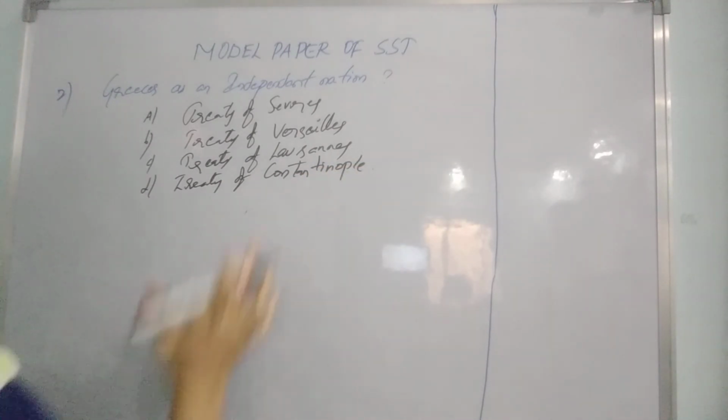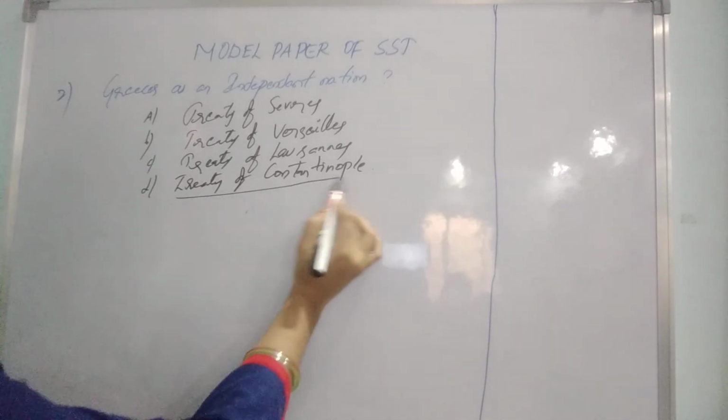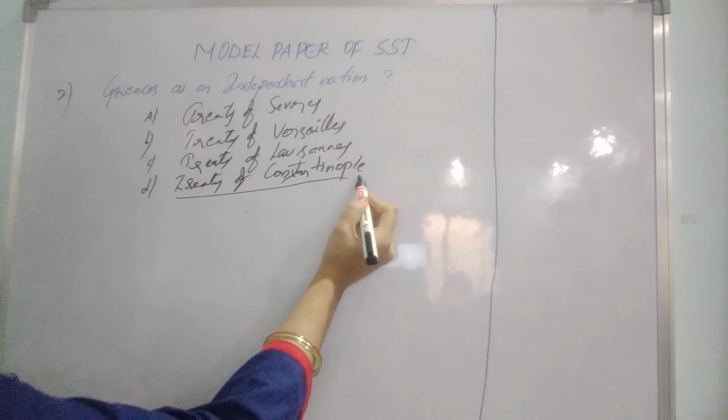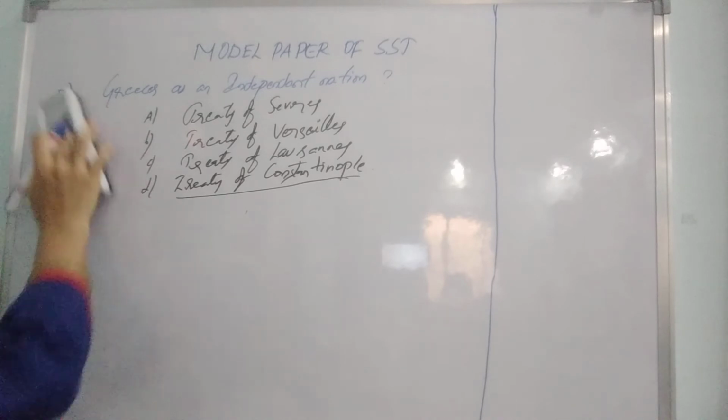Our question is: which of the following treaties recognized Greece as an independent nation? The last option, Treaty of Constantinople, is our correct option. It is the treaty that recognized Greece as an independent nation. So our fourth option is our correct option.